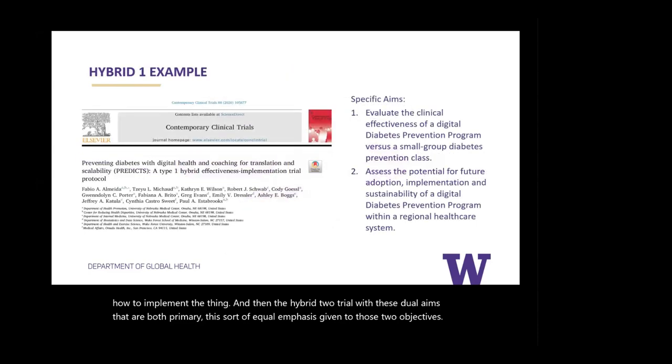Here's an example of a hybrid 1 trial. The primary aim is to evaluate the clinical effectiveness of a digital diabetes prevention program versus a small group diabetes prevention class. The primary clinical outcome was assessment of hemoglobin A1C, and the secondary clinical outcomes were weight loss and cardiovascular risk factor reduction. These outcomes were measured at baseline, 4 months, and 12 months.